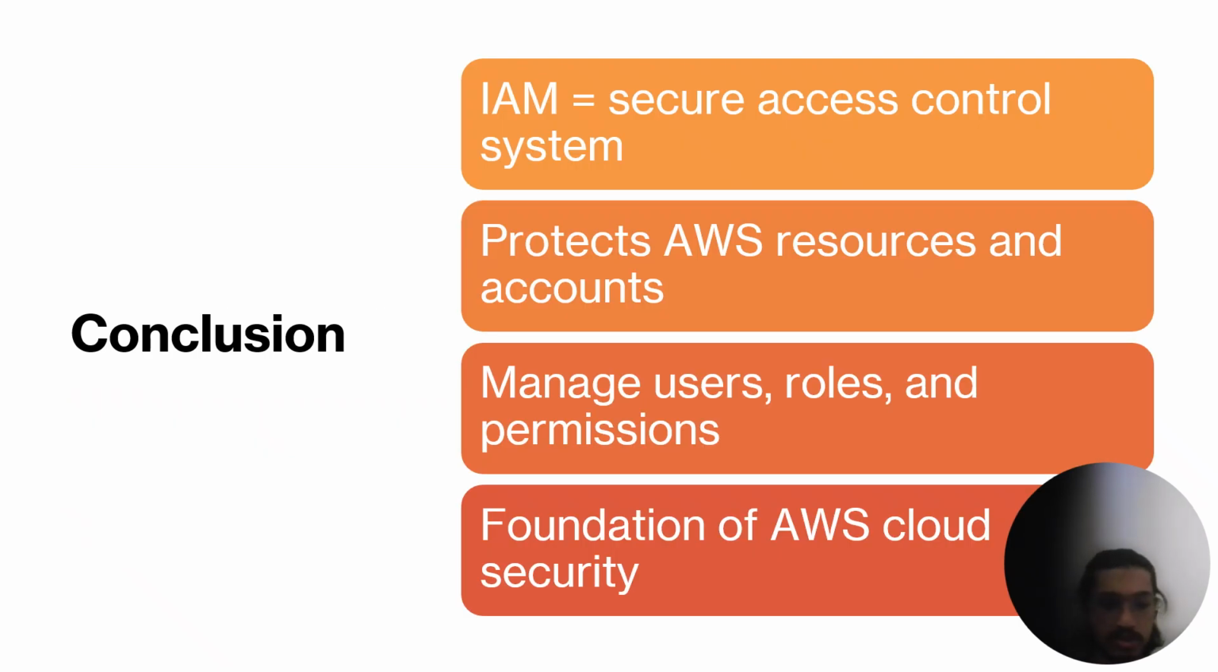So in conclusion, we can say that AWS IAM is the foundation of cloud security. It gives you full control over who can access what, ensuring your AWS environment stays secure. With IAM you can manage users, roles, and permissions efficiently while following best security practices. Remember, in AWS security always start with IAM.